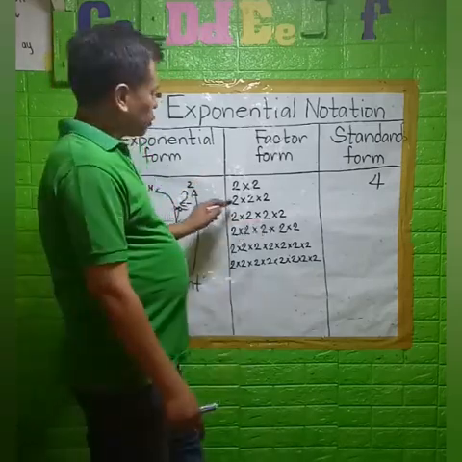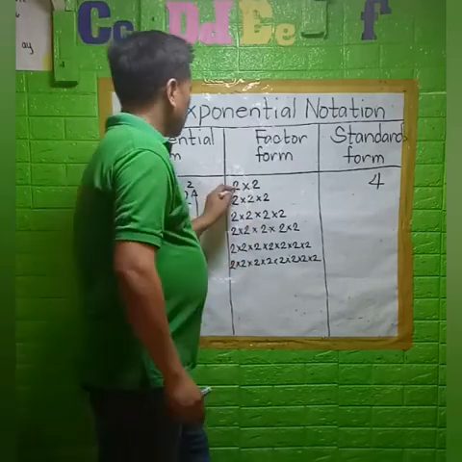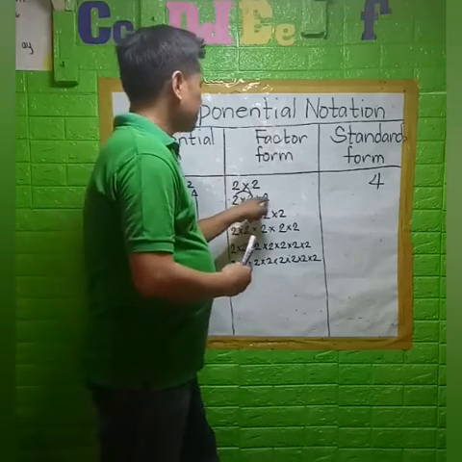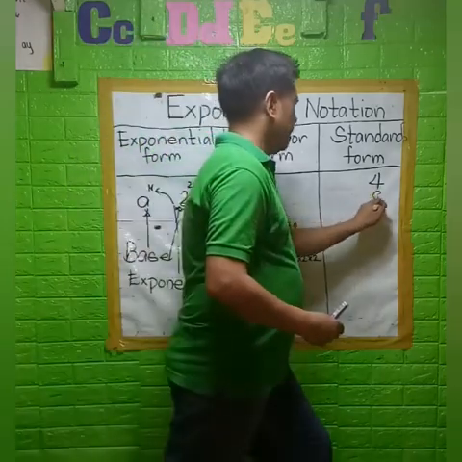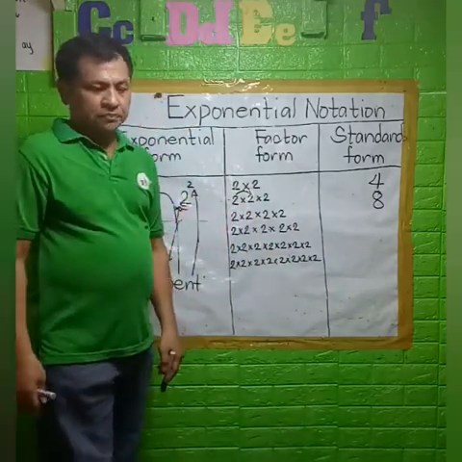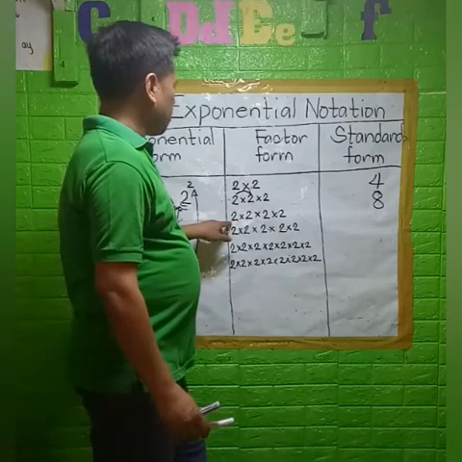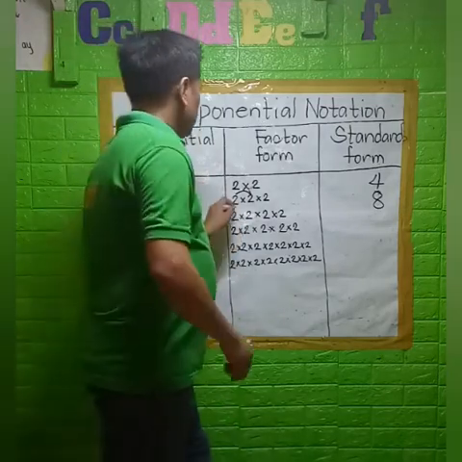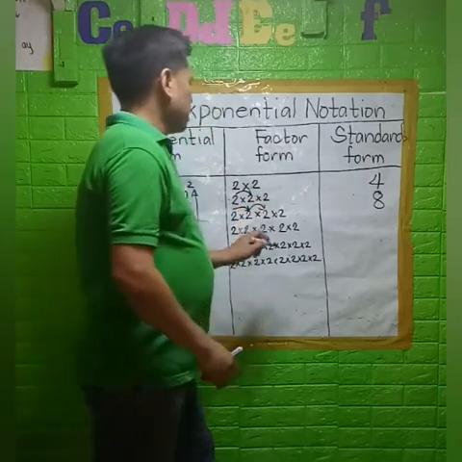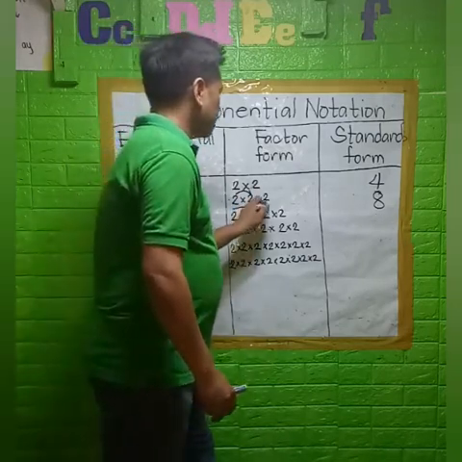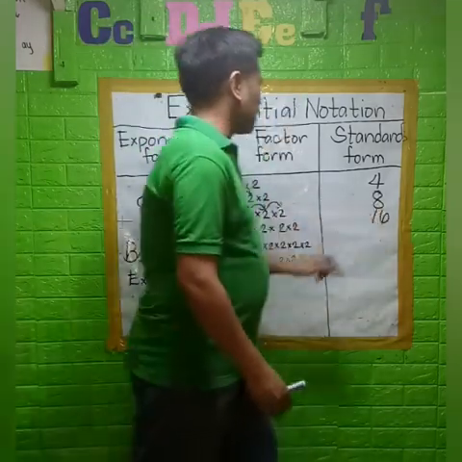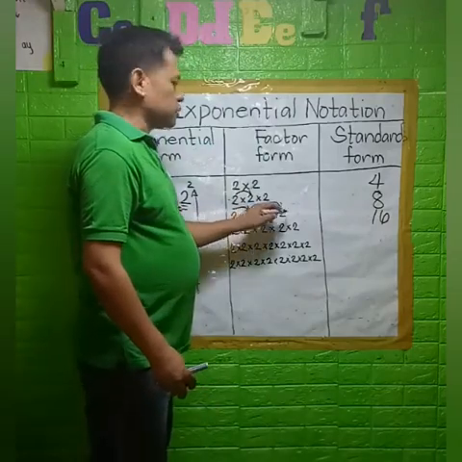Then, if we have here 2 times 2 times 2, so we are going to multiply it, which is 4. Then 4 times 2, we have here 8. Okay? Now, what about if we are going to multiply 2 times 2 times 2 times 2? Again, that is 4. Then 4 times 2, that is 8. Then 8 times 2, that is 16. So this is the product of 2 times 2 times 2 times 2.